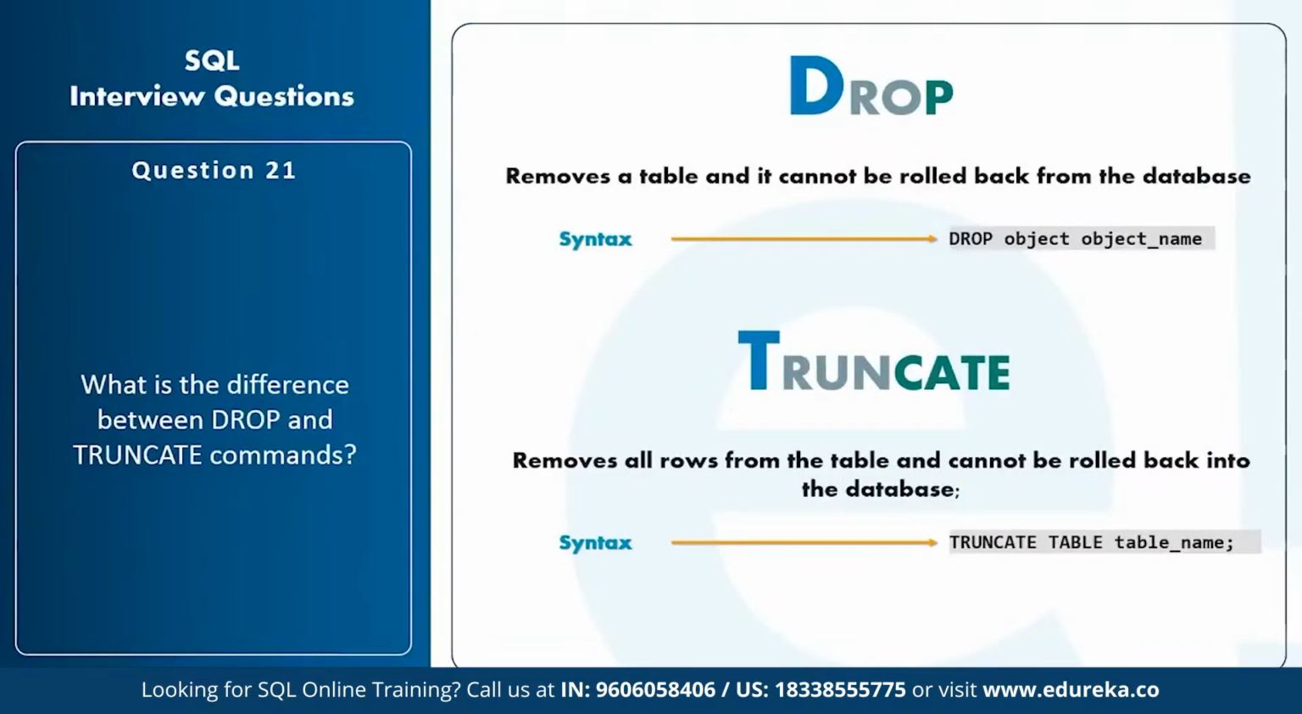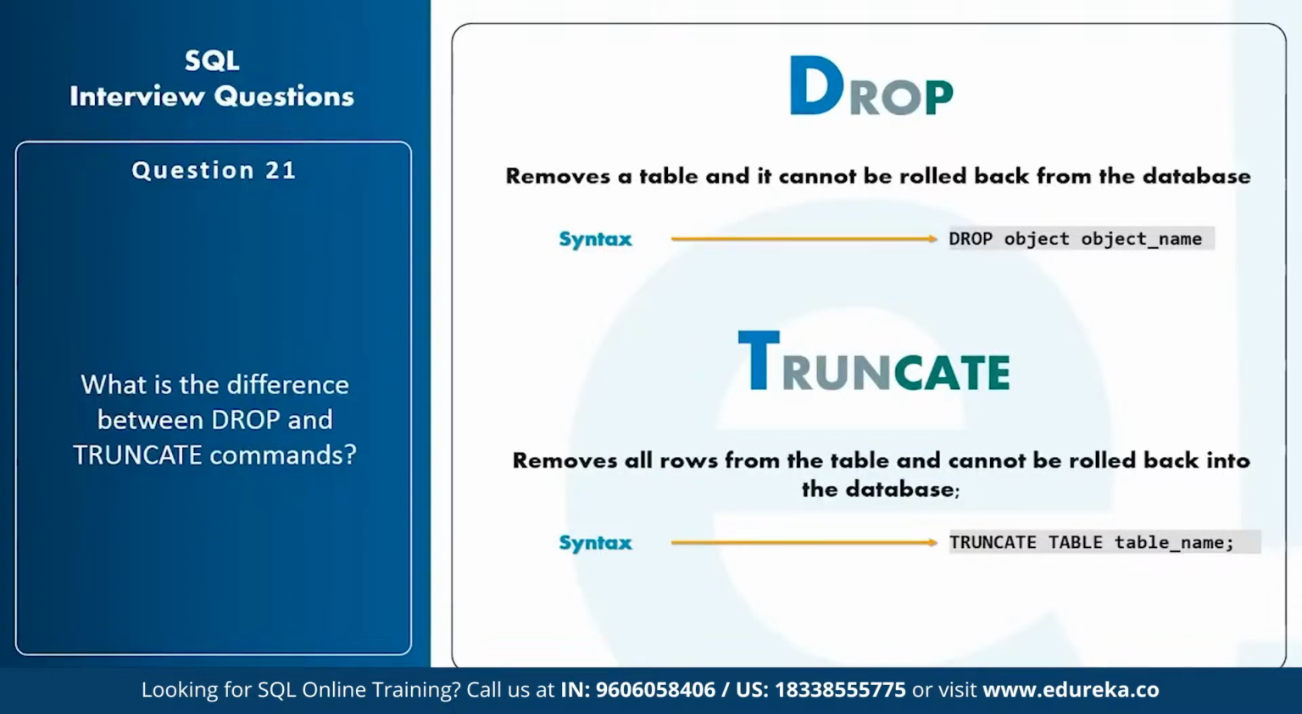Whenever you use the drop command, just remember that you completely drop the complete table and it cannot be rolled back from the database. And the truncate command removes all the rows from the table and also cannot be rolled back into the database. So the drop command and the truncate command differ by this.